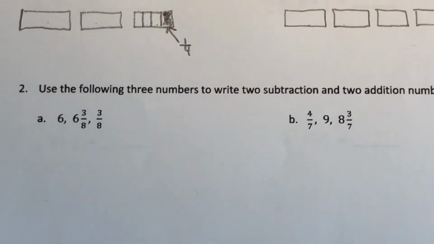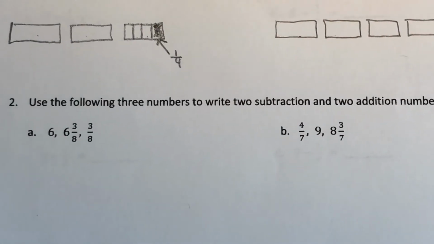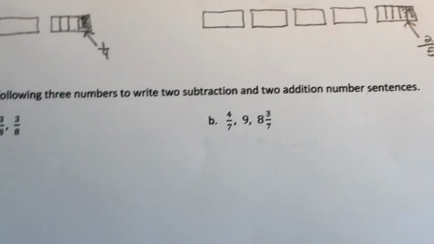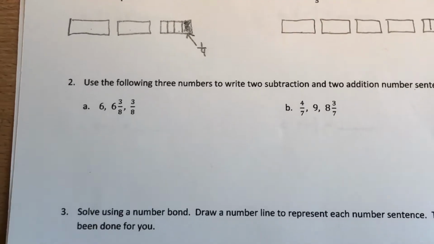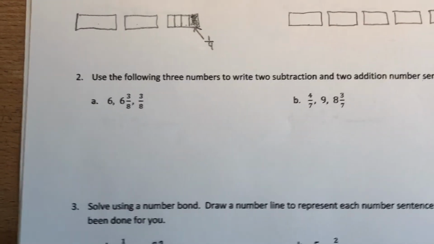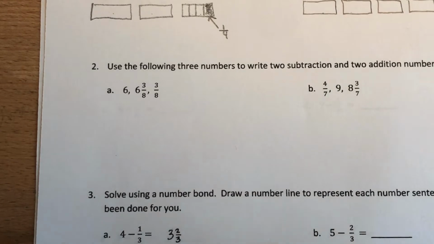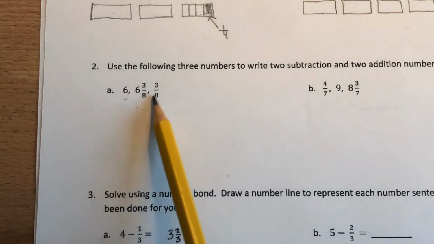Okay, let's take a look at 2. Let me zoom out a little bit. It says use the following 3 numbers to write 2 subtraction and 2 addition number sentences. Okay, so basically what this is asking us to do is write related facts, or fact families if you've seen that before, okay? So we have 6, 6 3/8, and 3/8.